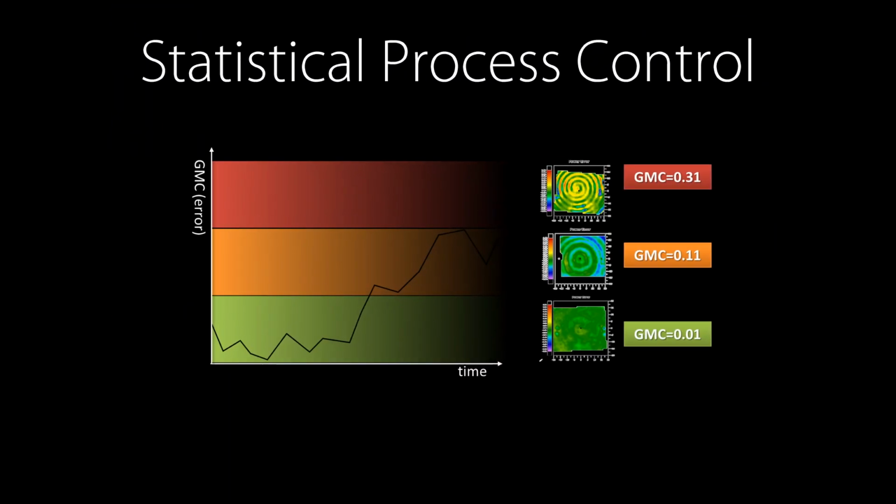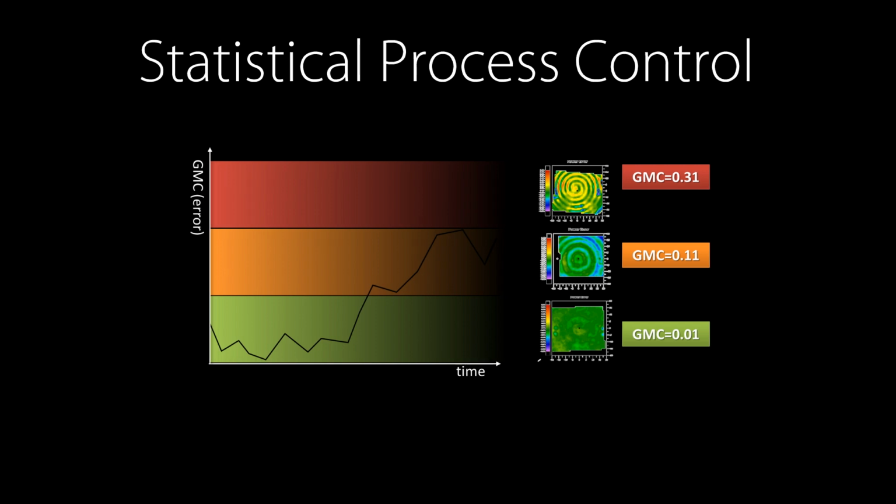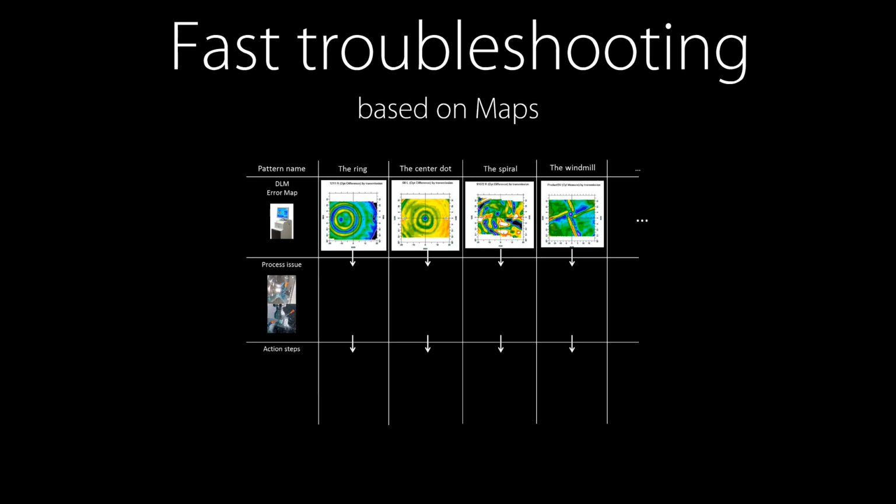This feedback can be analyzed using statistical process control techniques to detect a drift as soon as possible. And when a drift is detected, fast troubleshooting techniques based on maps can be used to solve the issue rapidly.